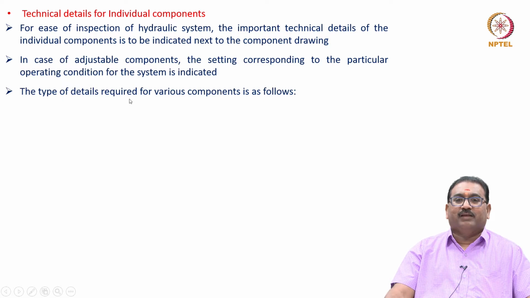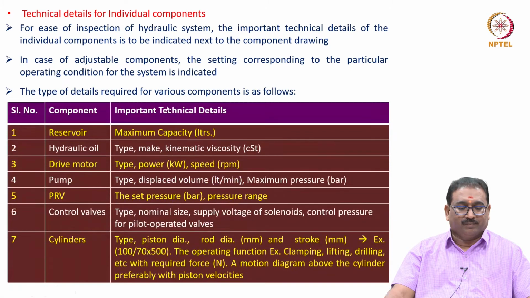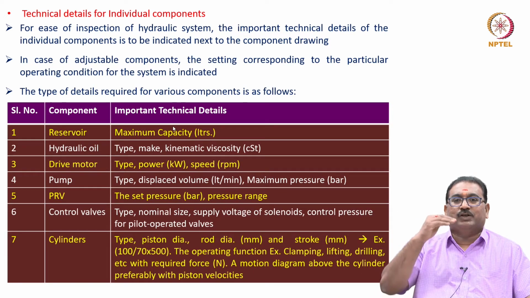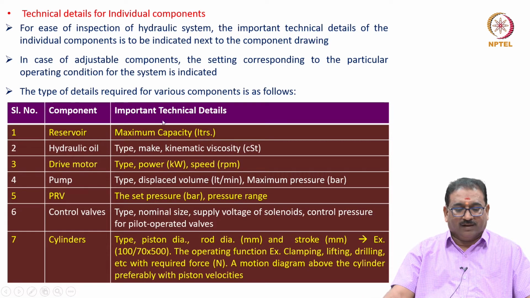The type of details required for various components is as follows. I am showing you here the various components. Some of the main important technical details you have to mention. Reservoir: here the maximum capacity you have to mention, which is based on the flow requirement at the actuator and how much fluid the pumps will eject. Here the reservoir maximum capacity in liters you have to mention.